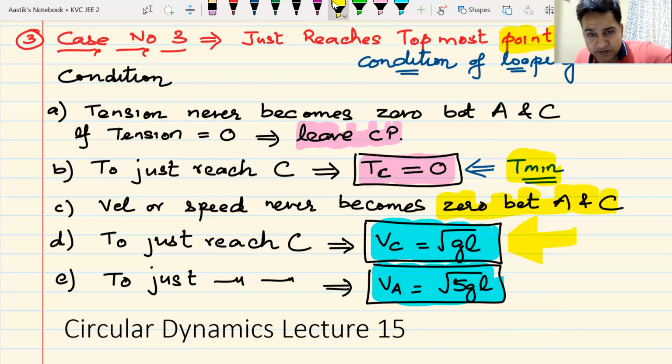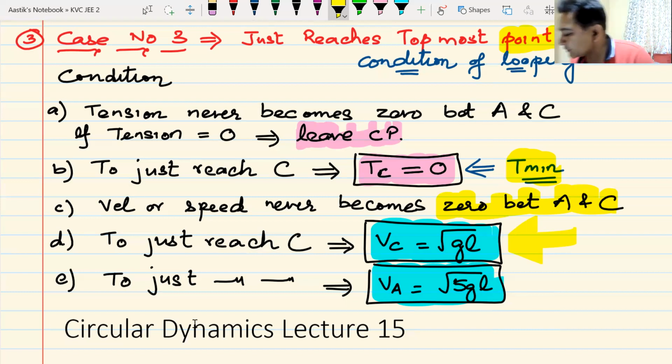Can anyone tell me how will I get this velocity root over GL? By equation number 6, sir. Oh, equation number 6. I don't remember equation number 6. I'll just go back in time. See, I have a time machine. T plus mg equals mVC square by L. Oh, wow. Good. You are now well done.